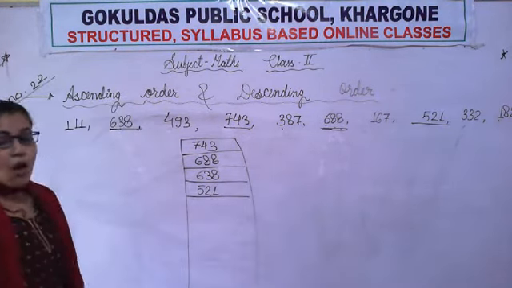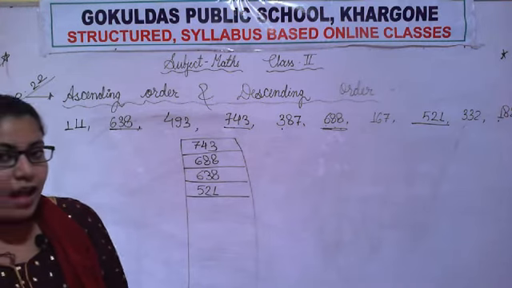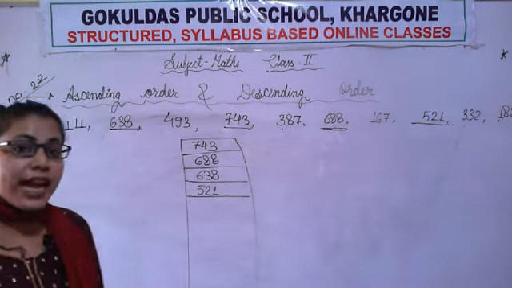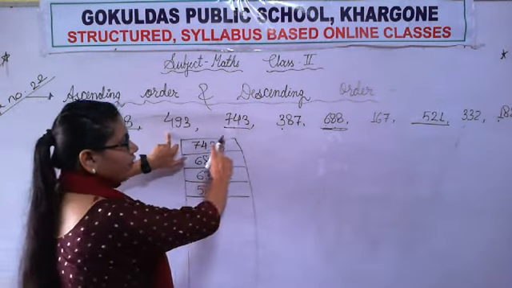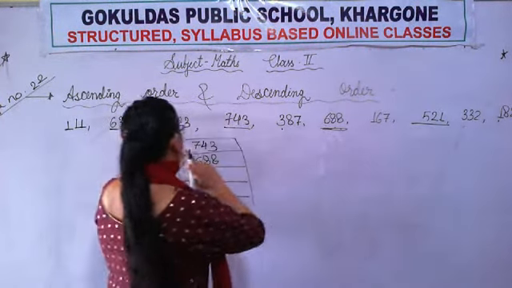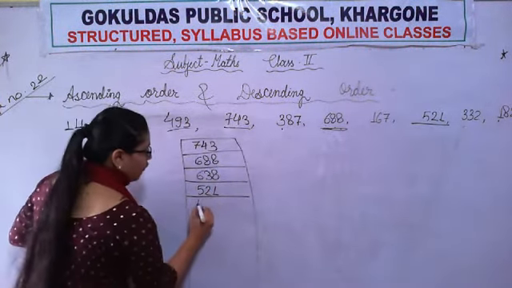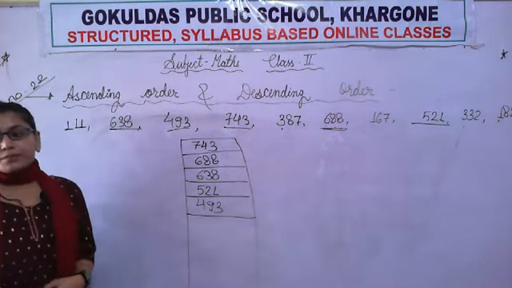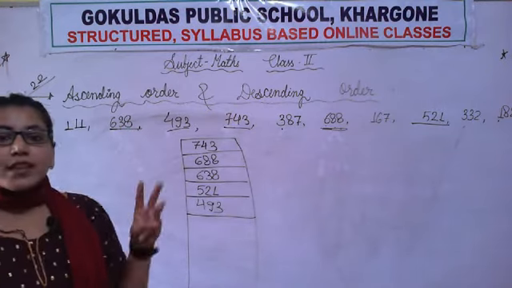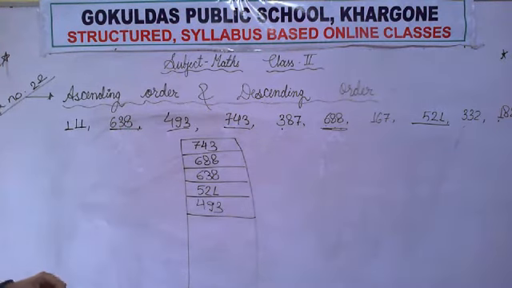Now after 5, which number will come? 4. So we will check for the 4's. Here 1, 4. Only this one has 4. So we will write 493. Now what comes after 4? What comes before 4 is 3. So we will check for 3.